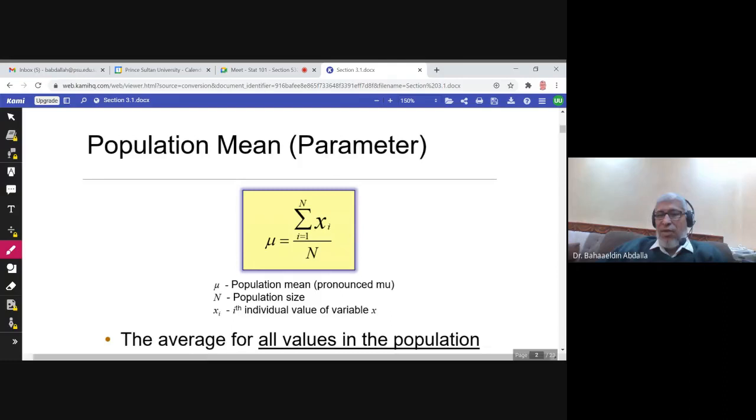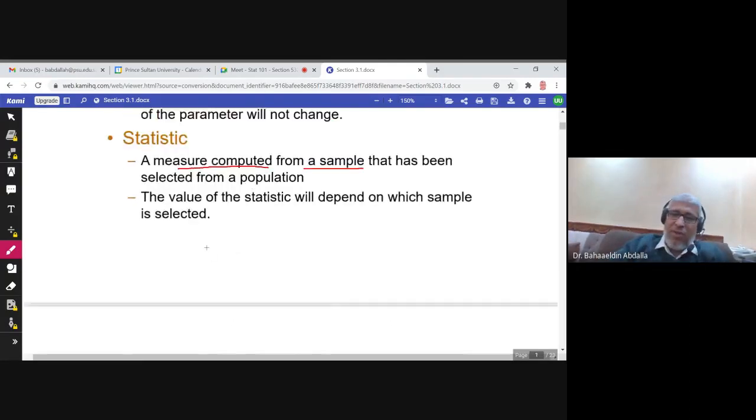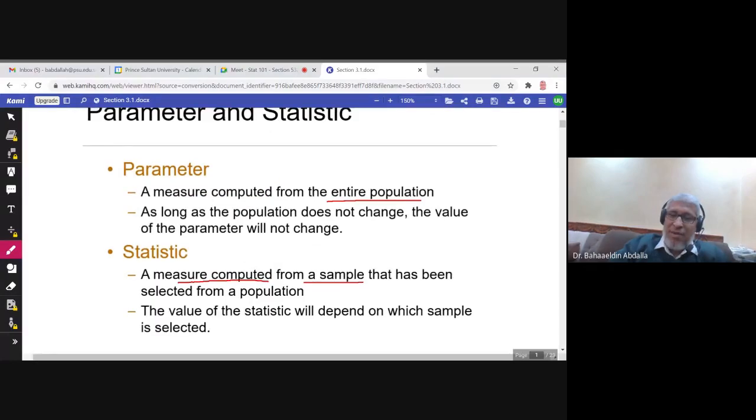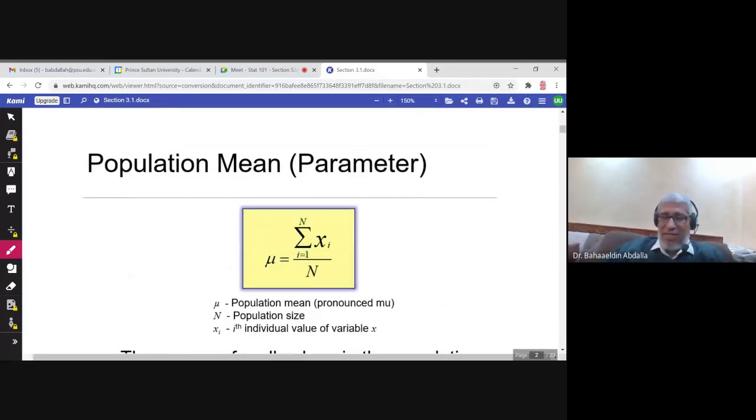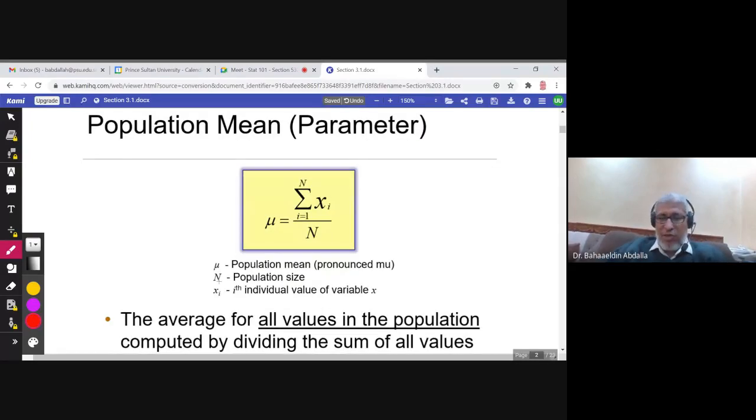Now the population mean, let us talk about the population mean and the sample mean. The population mean, we are calculating the mean from the population. It is a parameter. How to calculate the population mean? You add all the values, summation xi, and you divide by the population size.